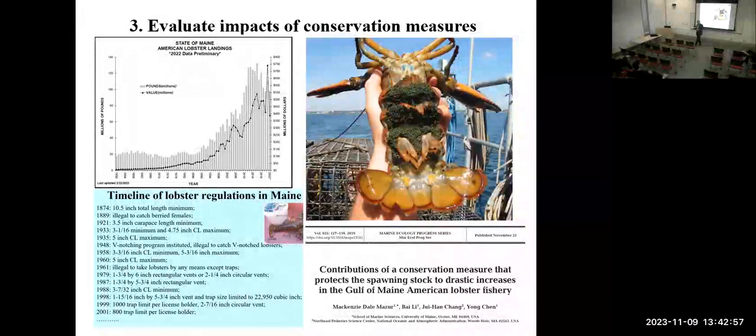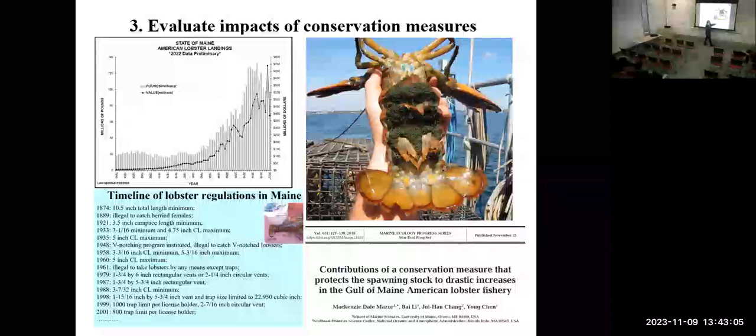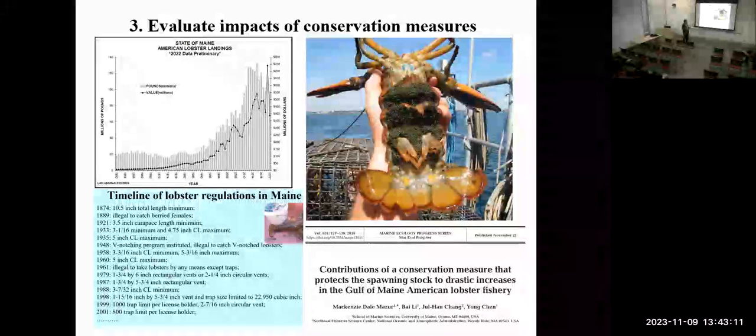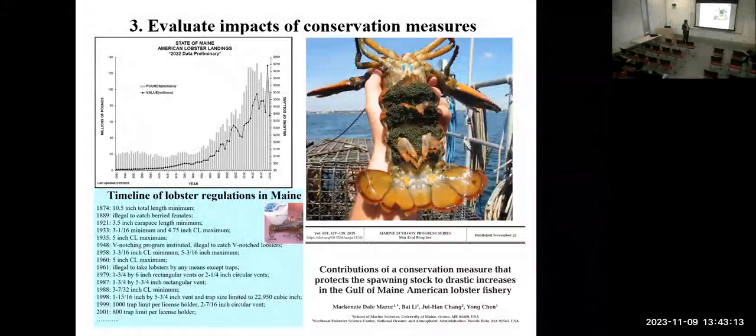Whenever fishermen catch a V-notched animal, they will not be able to keep it. They have to let it go, even though it doesn't have eggs. So that V-notching program can protect the mature lobster, not just the egg-bearing lobster, for quite a long time, quite a few years.